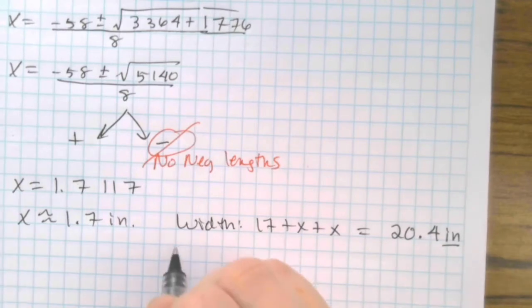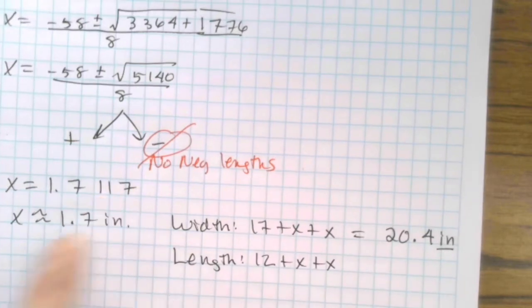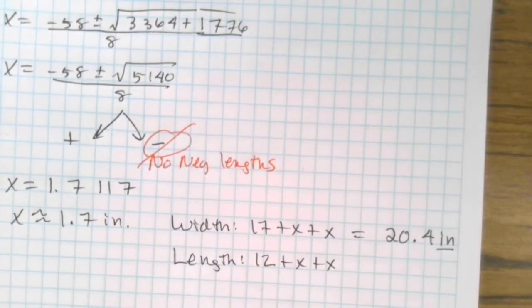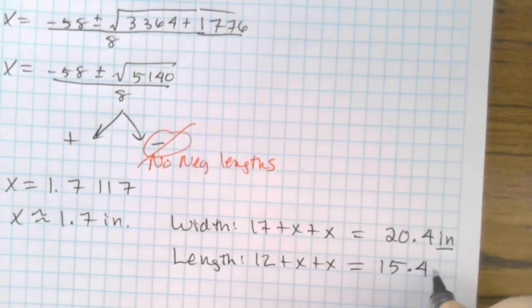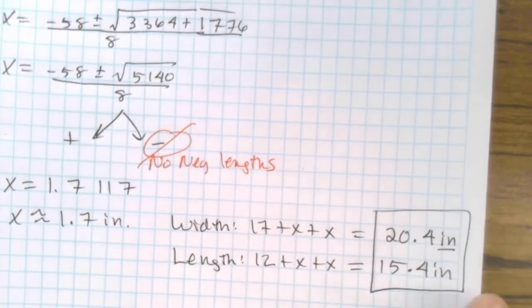That's the width. And then the length was 12 plus x plus x. So again, I'm going to use my big decimal, 1.7117 times 2 plus 12 is 15.4 inches. And that would be my answer.